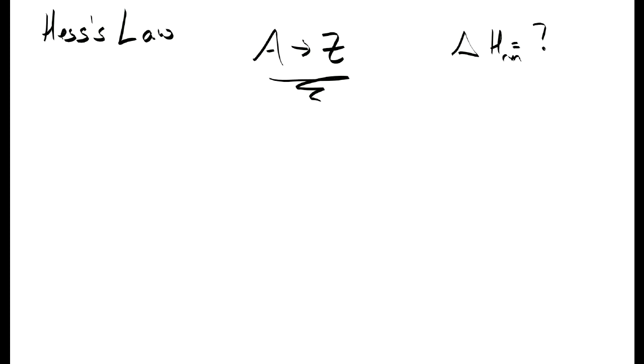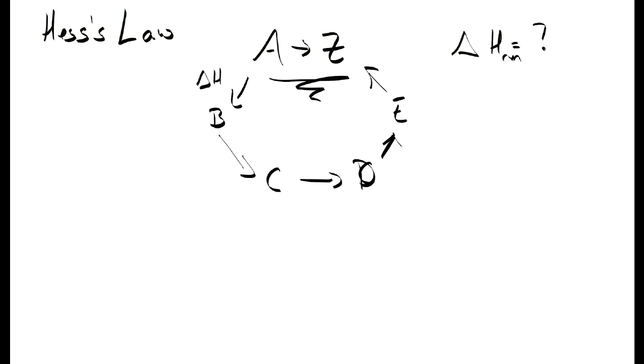Option one, you could just give up, but we'll never do that. So instead, what we'll do is we'll go from A to B, from B to C, from C to D, then to E, and that will take us to Z. We can measure this delta H and this delta H, this delta H, this delta H, and this delta H.